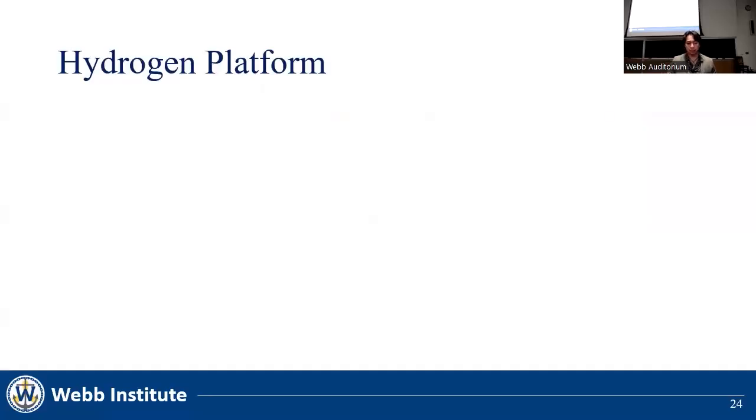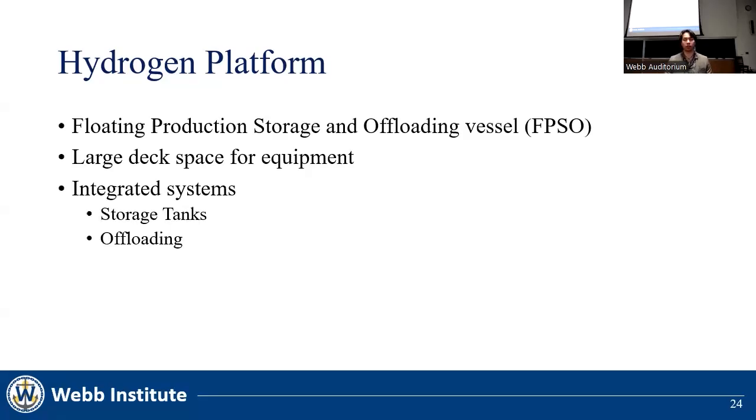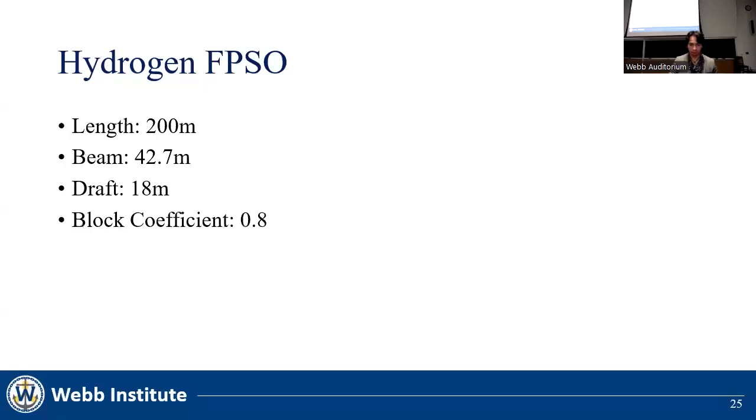Now, the next step was selecting the hydrogen platform. The chosen platform was a floating production, storage, and offloading vessel, or FPSO. FPSOs are typically used in the offshore oil and gas industry, and their designs typically resemble that of tanker vessels. An FPSO was selected as a platform because of their large deck space to fit the system and all its supporting components, as well as because of their integrated systems such as storage tanks and offloading equipment.